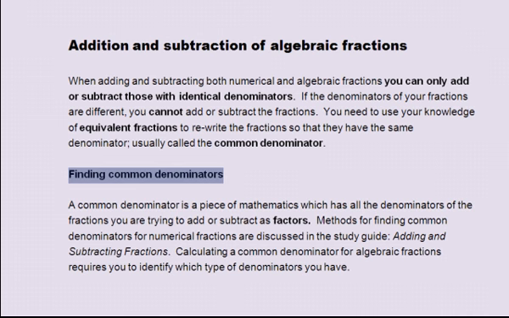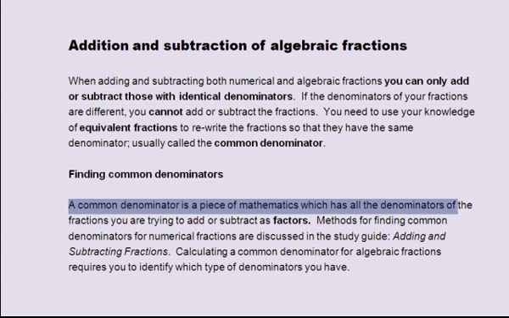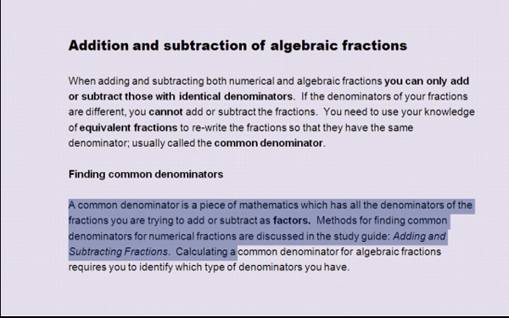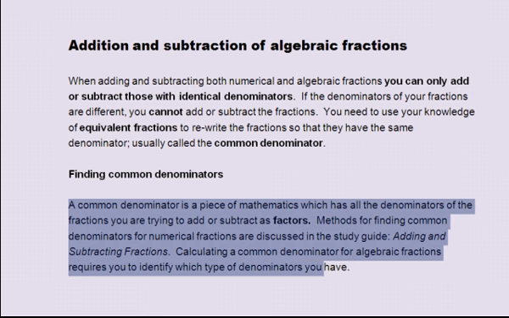Finding common denominators. A common denominator is a piece of mathematics which has all the denominators of the fractions you are trying to add or subtract as factors. Methods for finding common denominators for numerical fractions are discussed in the study guide, Adding and Subtracting Fractions. Calculating a common denominator for algebraic fractions requires you to identify which type of denominators you have.